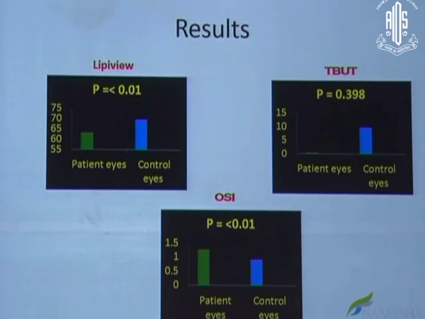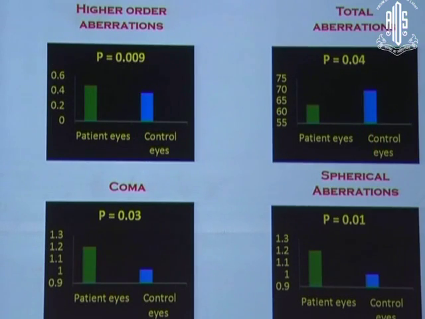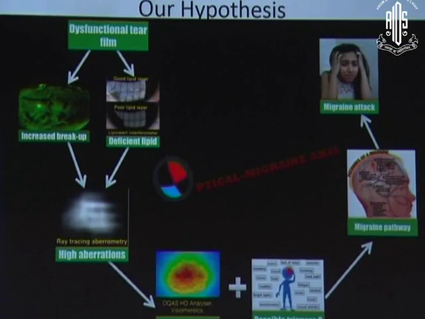In our results, we saw that the LipiView was significantly different in patient eyes versus control eyes, as was the objective scatter index. The tear film breakup time didn't really differ in the two groups. But what is more interesting is that all the aberrations that were analyzed, which is the total, the higher order, the coma, and the spherical aberrations, were significantly high in the patient eyes as compared to controls.